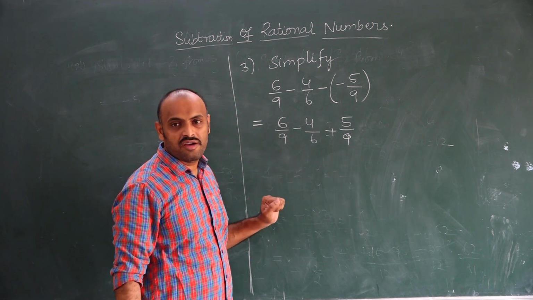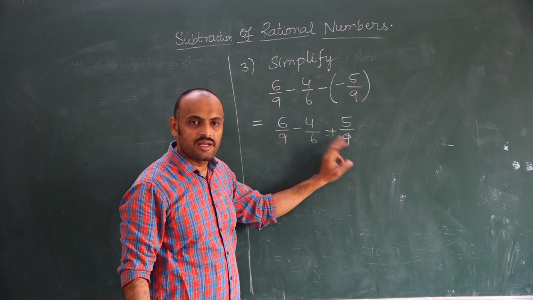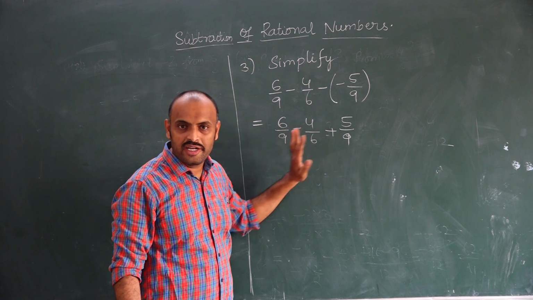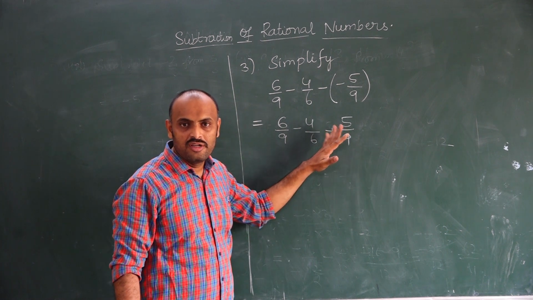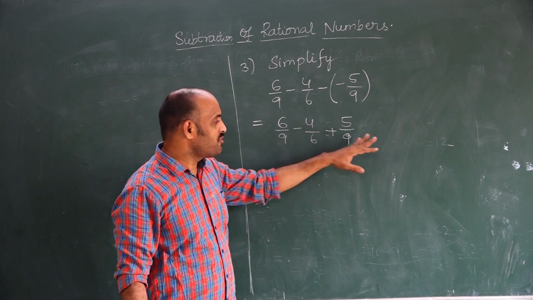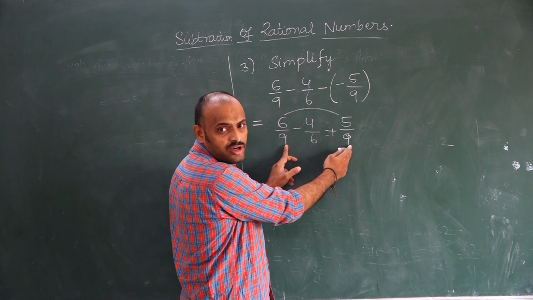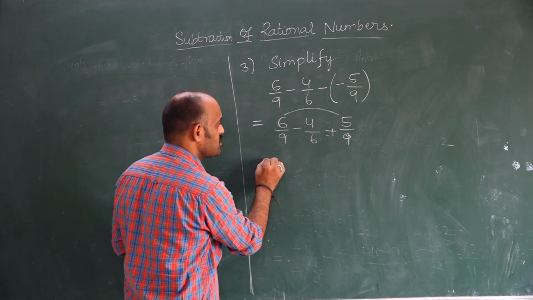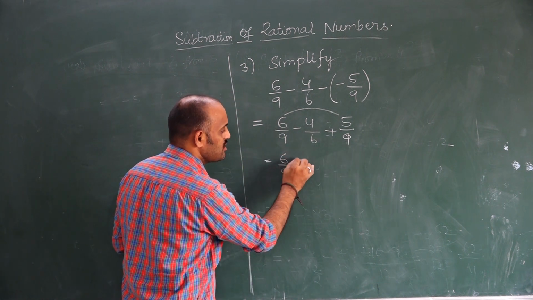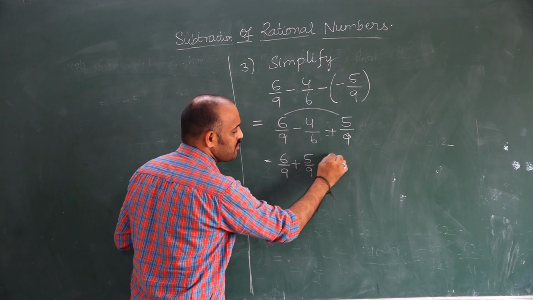What are the denominators we have here? 9, 6, 9. So the denominators are different, right? When the denominators are different, we need to find the LCM. Before finding the LCM, see, these two denominators are same or not? I'll add them first. 6 by 9 plus 5 by 9 minus 4 by 6.